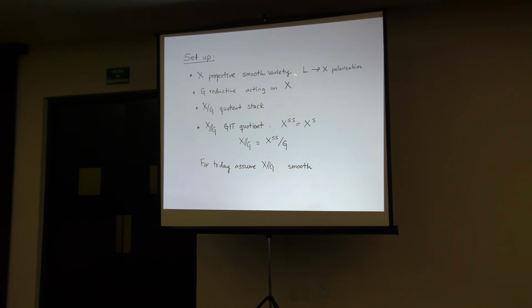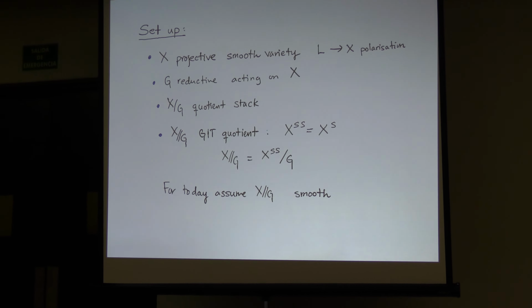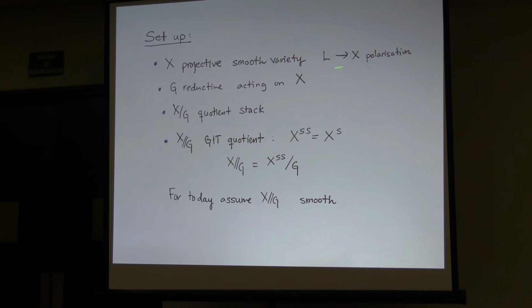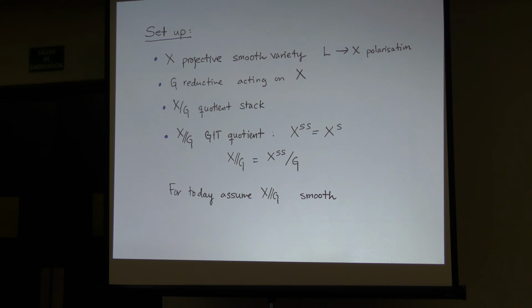I'm going to take a projective smooth variety X with a polarization, so that I have certain control of the stability condition, but I will tell you that in a moment. And then G is going to be a reductive group acting on X. There are two quotients that will play an important role: the quotient stack, and then the GIT quotient. Whenever you have a polarization, that gives you a stability condition in the sense of Mumford, and then you just take the semi-stable locus and divide by G.